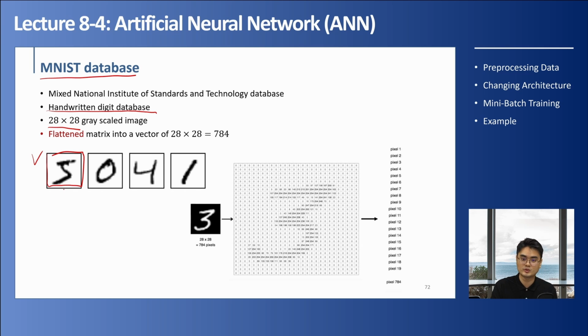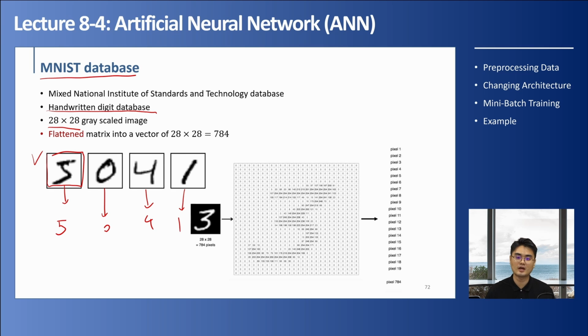So for example, if this was 5, we want our neural network to make a prediction that classifies this to the number 5. 0, 0, 4, 1. And let's talk about how we can actually implement this using Python.